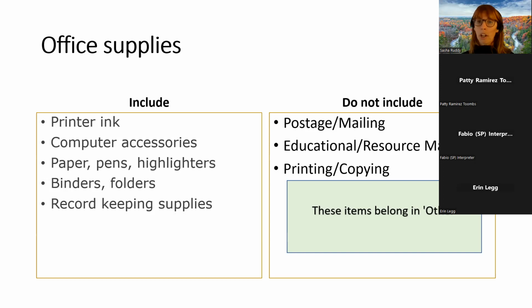What doesn't belong in this category is postage and mailing, educational and resource materials, and copying and printing. So the things on the right of the screen, these 3 examples belong in the other category. And from one of the trainings that we did earlier, there were some questions about this. So I want to piece some of this out, and some of it was around the printing and copying.